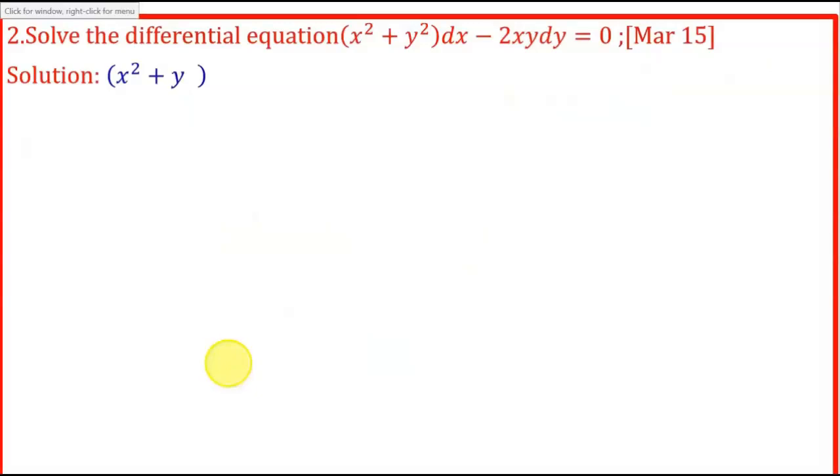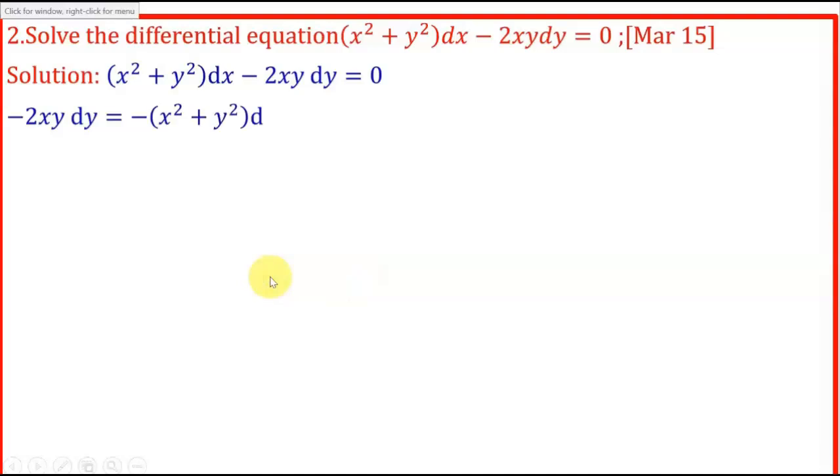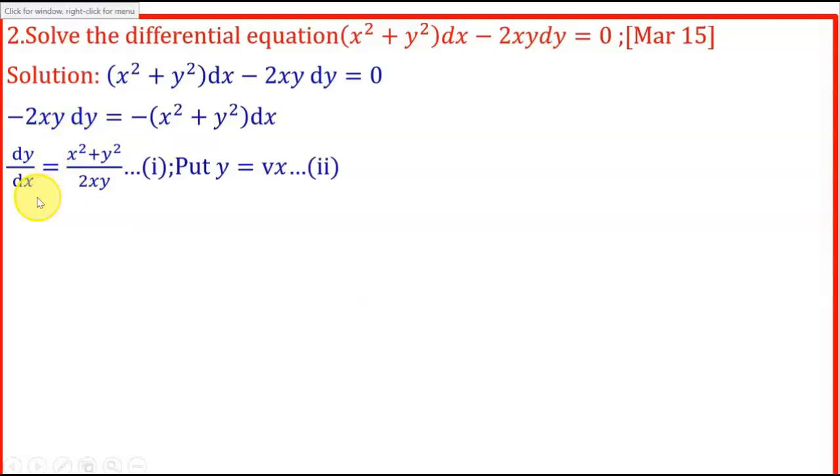Now next, solve the differential equation (x square plus y square) dx minus 2xy dy is equal to 0. This question was asked in the March 15 examination. Now rearrange these terms in this way, that is minus 2xy into dy is equal to minus (x square plus y square) dx. Now again we rearrange the terms like this: dy by dx is equal to x square plus y square upon 2xy.